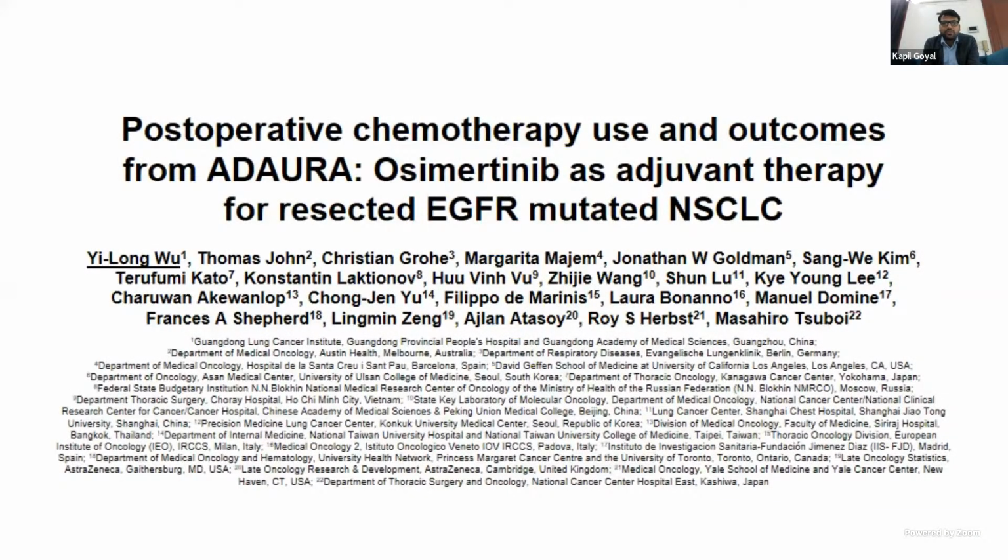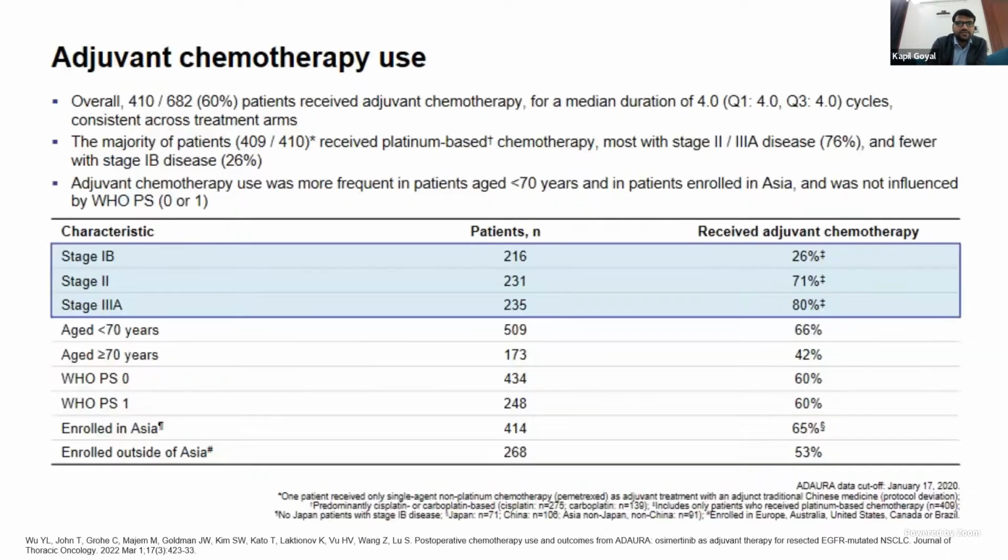So, post-operative chemotherapy use and outcome from ADAURA. A further analysis came out in which patients were studied according to whether adjuvant chemotherapy was used or not. Overall, as previously mentioned, 60% of the patients had received adjuvant chemotherapy in the ADAURA trial for a median duration of 4 cycles, consistent across treatment arms. The majority of the patients received platinum-based chemotherapy, most with stage 2 to 3A disease and fewer with stage 1B disease, because at that time, the benefit in stage 1B was not very clear.